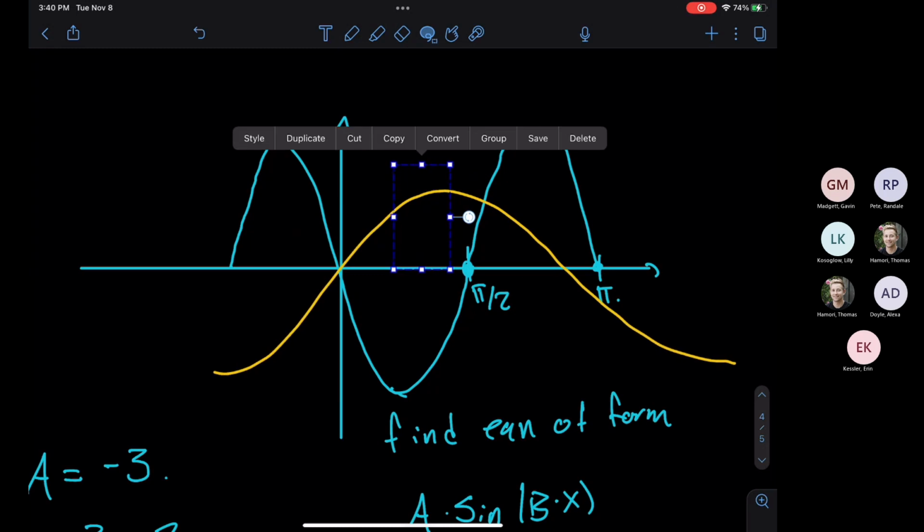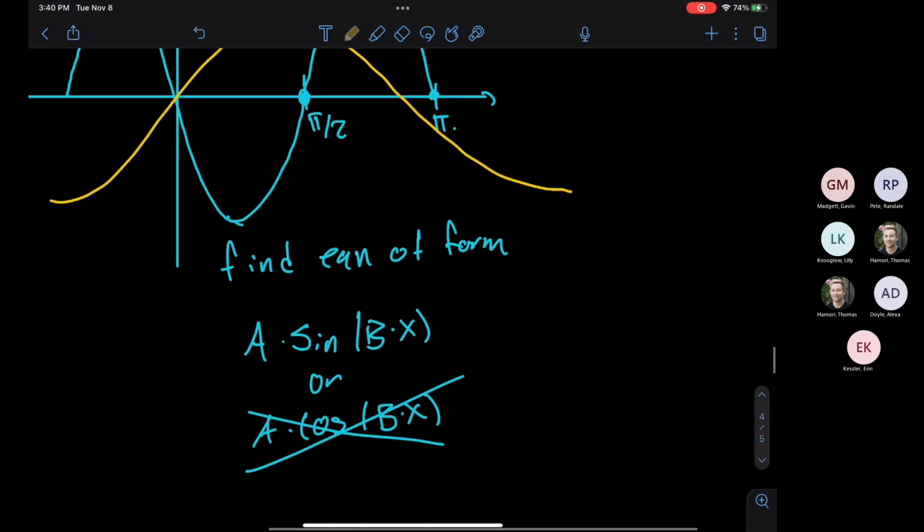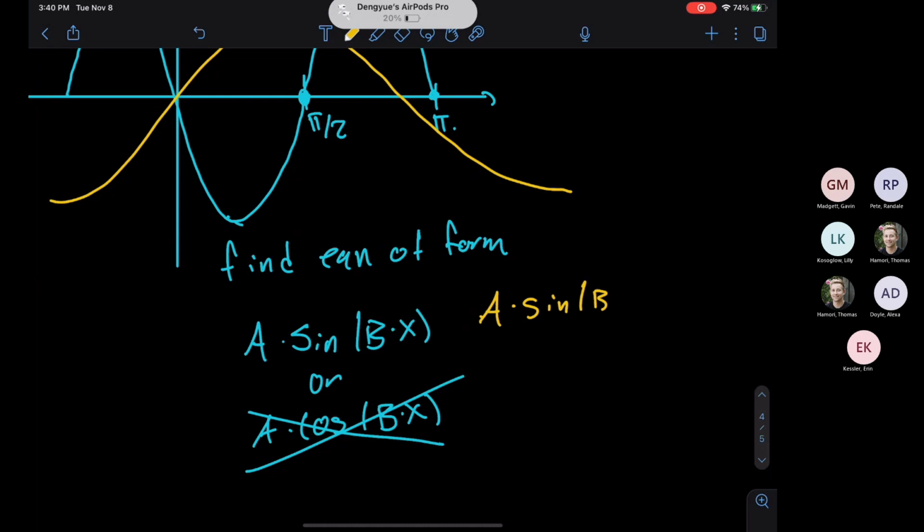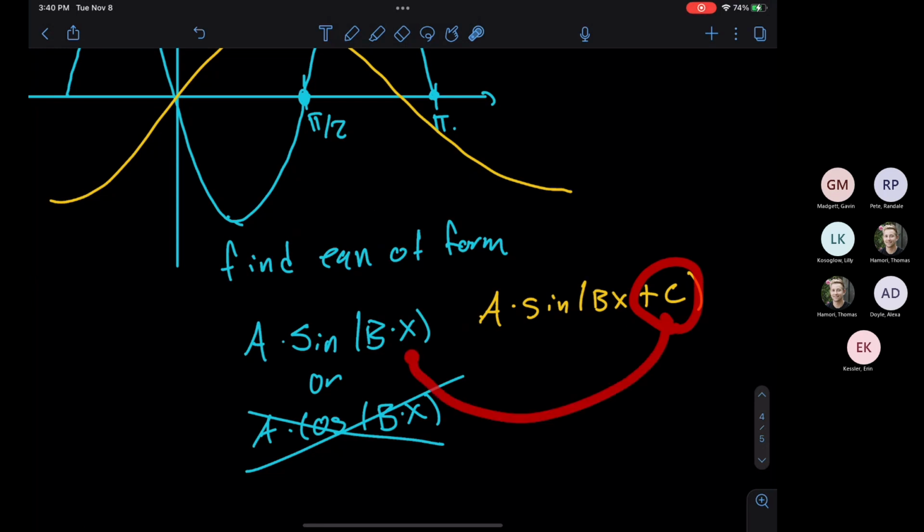I know that I don't do any left and right moving because if I did, it would say A times sine of bx plus something, right? Plus something. This is how we would get a horizontal shift, but I don't see that here, so I know I don't have a horizontal shift. I'm only stretching up and down and stretching left and right.